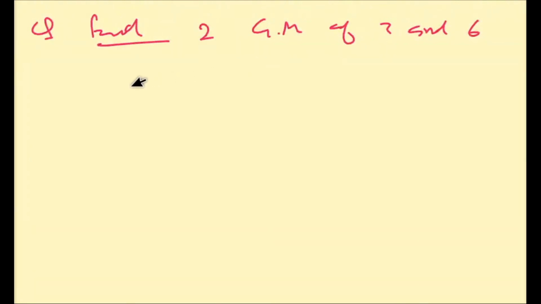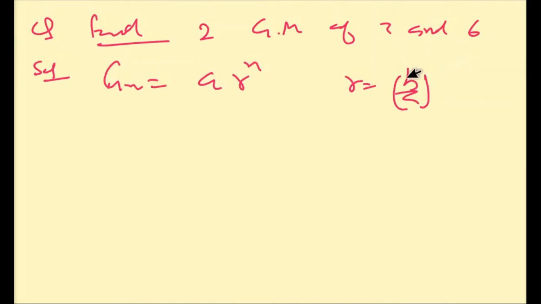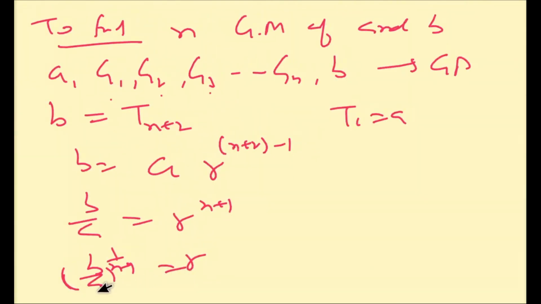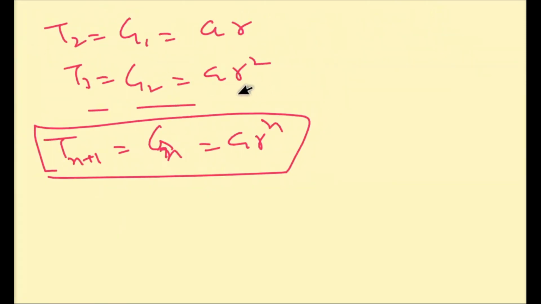Now take a question. Find 2 geometric means of 3 and 6. So solution is: nth geometric mean is AR to the power n, where R is equal to B upon A to the power 1 upon n plus 1. We can see this formula here. Okay, student. So you can use this formula directly.